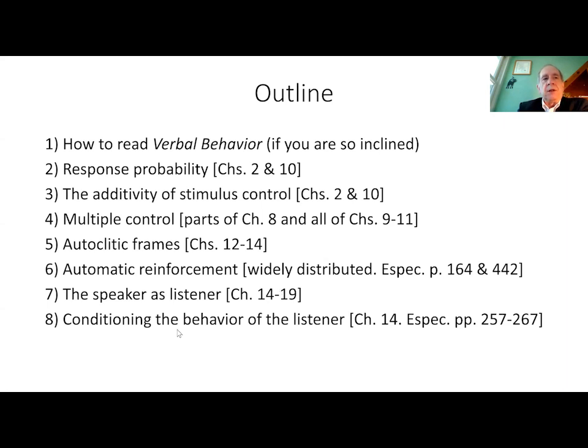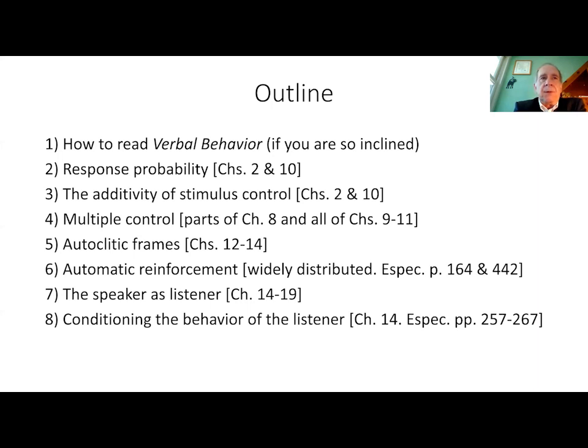I'm going to start with how to actually read the book if you're so inclined. Many people don't want to read the book. They're mainly interested in applied matters, and they don't feel that they need to read the book. But if you're interested in reading the book, I think it will be helpful to go over some strategies for reading the book.